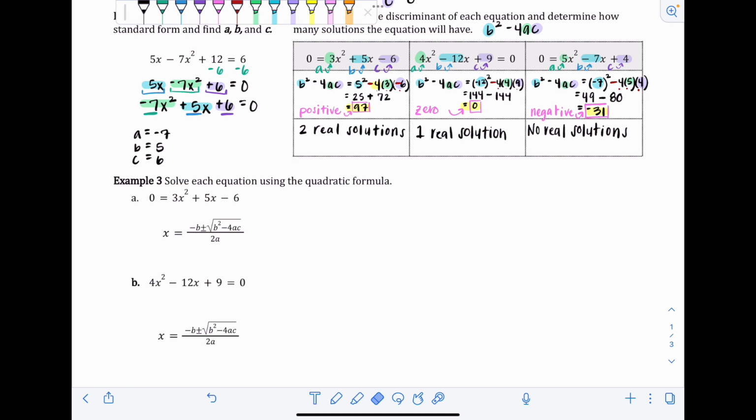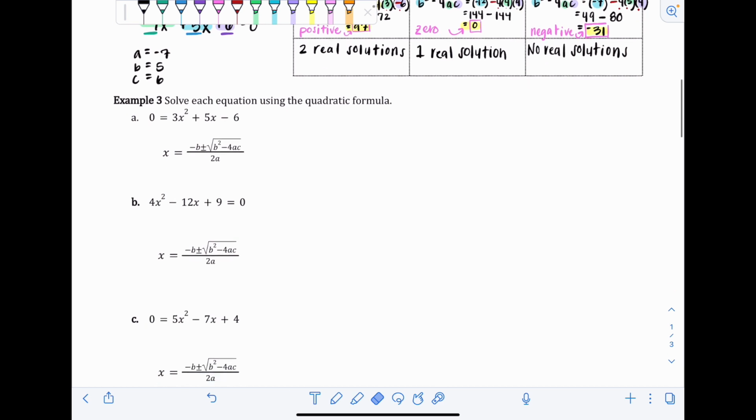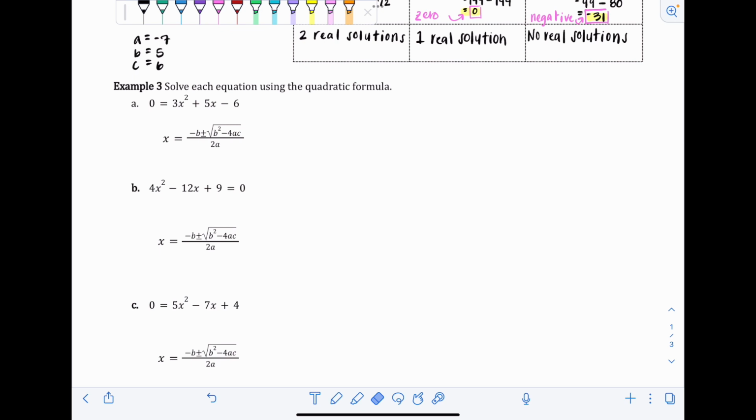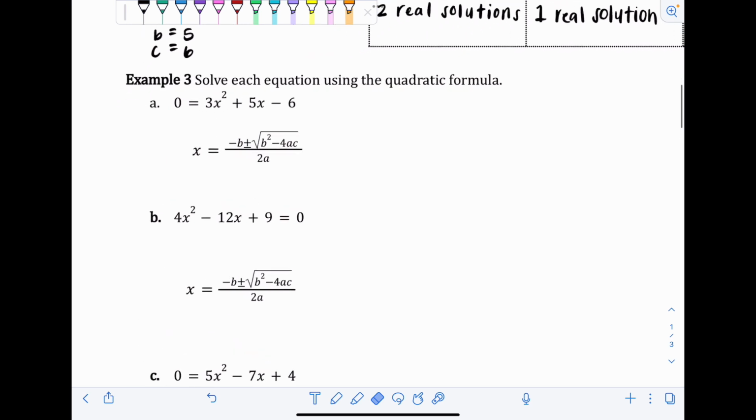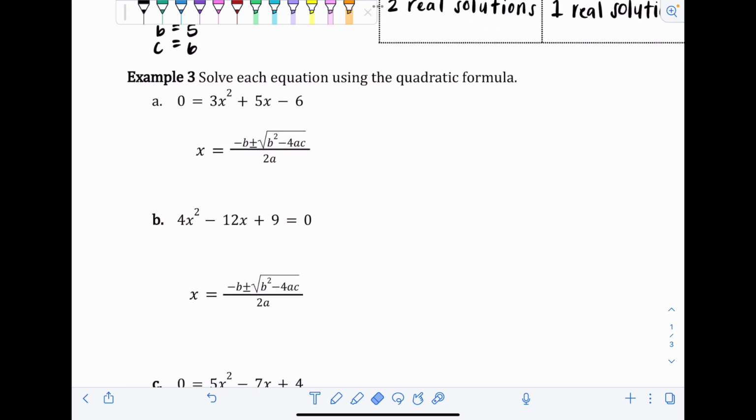Okay, so example 3, solve each equation using the quadratic formula. They're all three going to be kind of similar problems, I guess. We just need to practice a few different versions. So 3a is 0 equals 3x squared plus 5x minus 6.